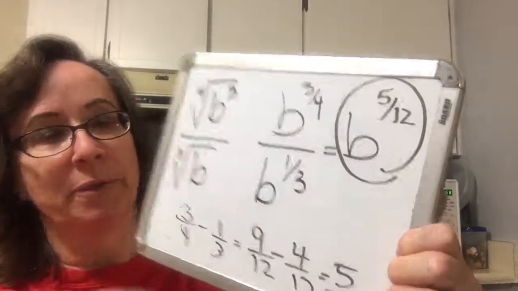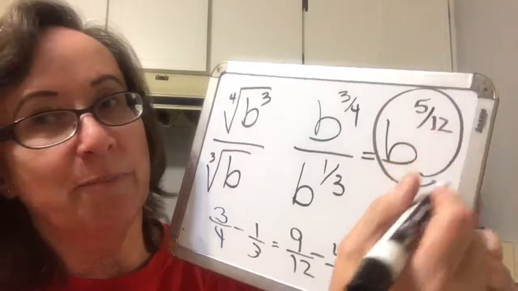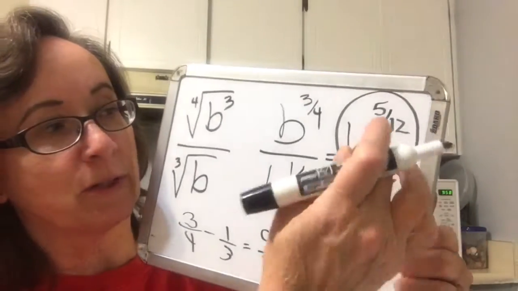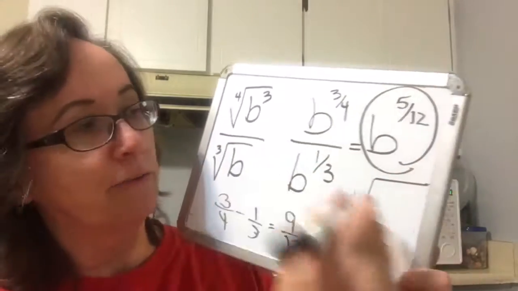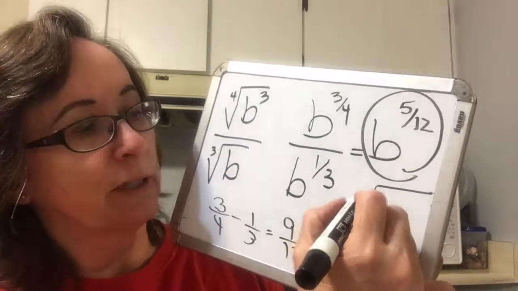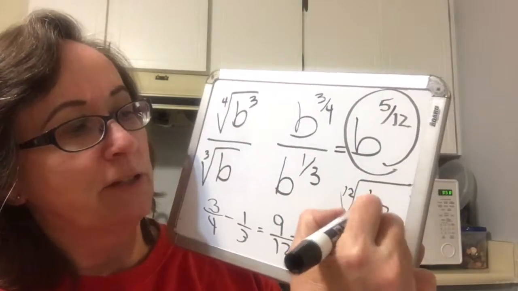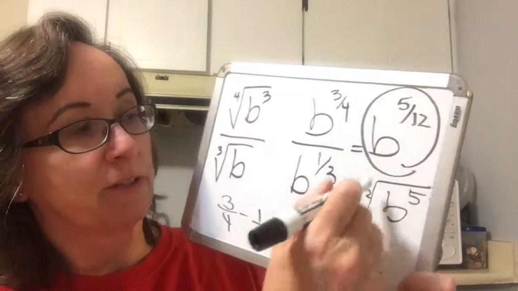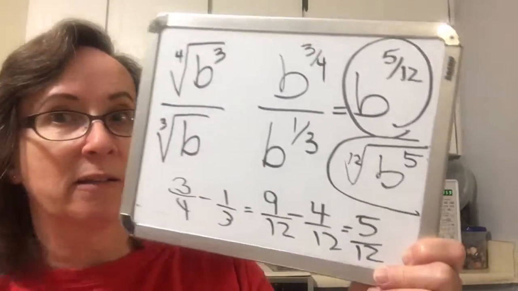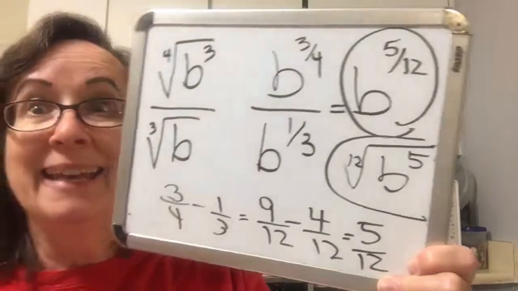I only found one boo-boo. This should have been turned back into, this was correct, but I forgot to turn it back into the radical form, which is what we were told to do. So that would have been the 12th root of b to the 5th. So I should have turned it back into the radical, and I forgot to do so. Now I'm done.